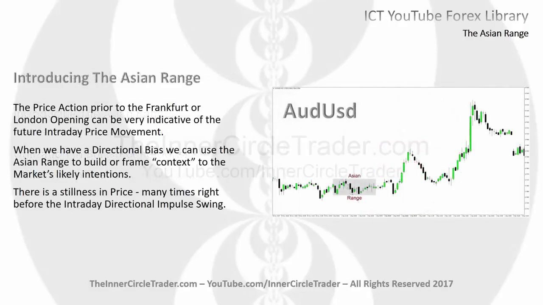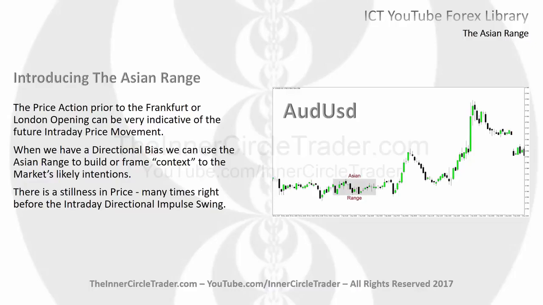All right, introducing the Asian range. Now, what is the Asian range? Well, the price action prior to the Frankfurt Open or London opening can be very indicative of the future intraday price movement. When we have a directional bias, you can use this Asian range to build or frame a context or storyline to the market's likely intentions. There is a stillness in price many times right before the intraday directional impulse price swing.